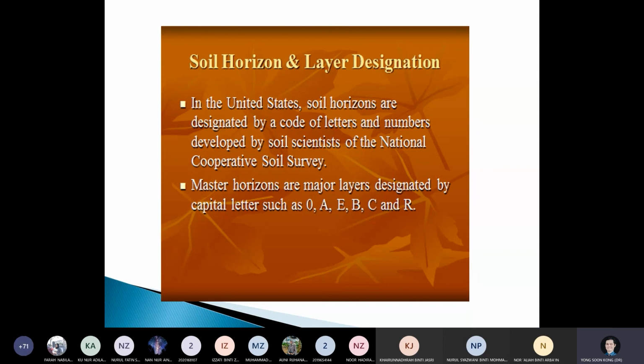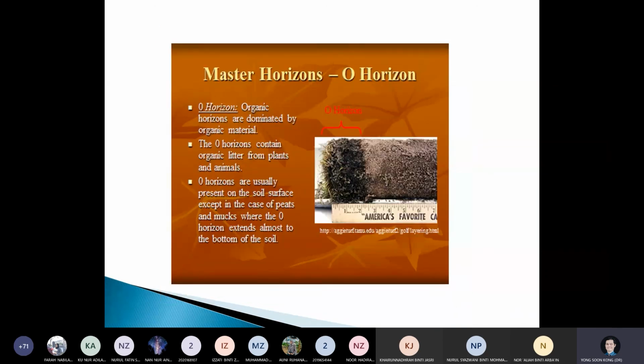Okay, now, as I mentioned earlier, there are 6 master horizons, which are O, A, E, B, C, R. But let's look at the first horizon, which is O. O means organic, okay? And you can imagine that if the horizon has a lot of organic matter, most likely it is situated or located near the surface, which is true. So the first horizon nearer to the surface is O, because it contains the most organic matter.